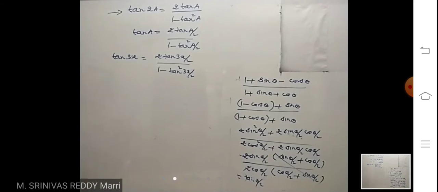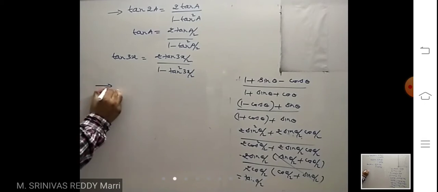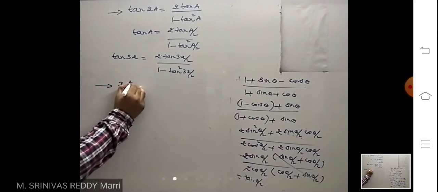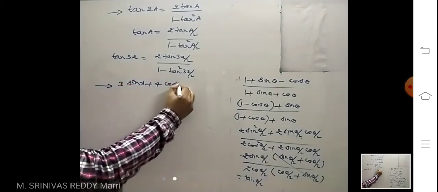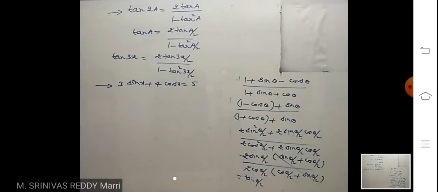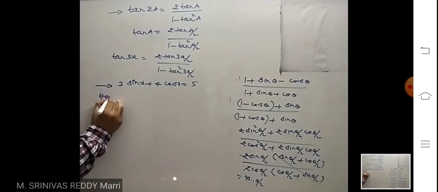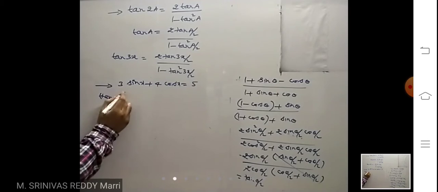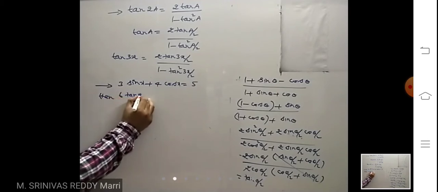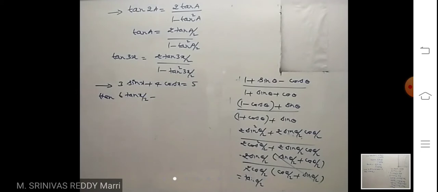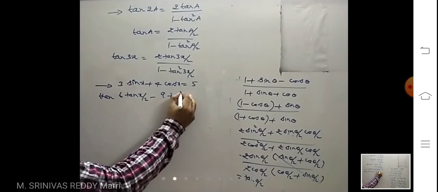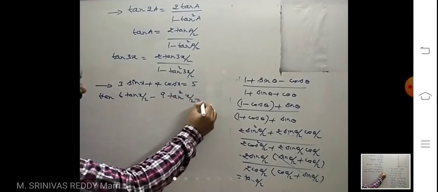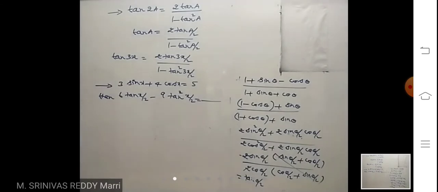Suppose take one problem. If 3 sin x plus 4 cos x equal to 5, then given that, take one simple problem: 6 tan x by 2 minus 9 tan square x by 2 equal to dash.